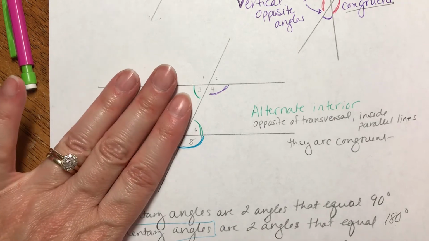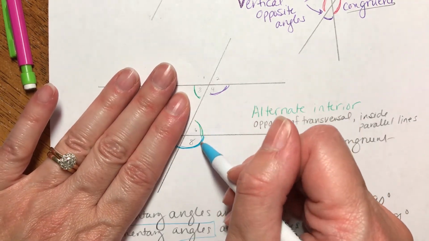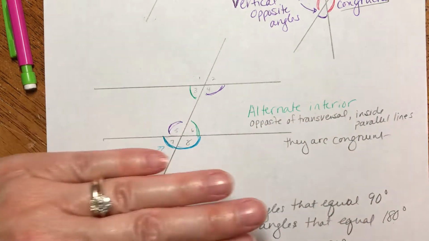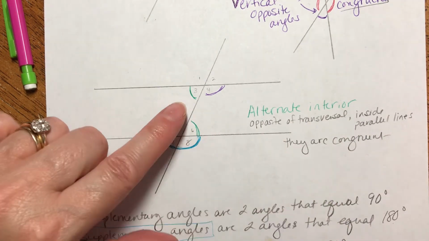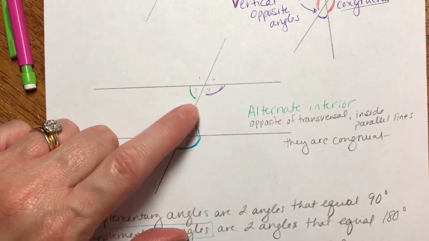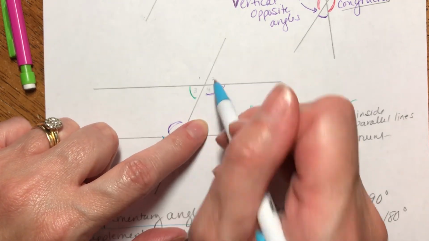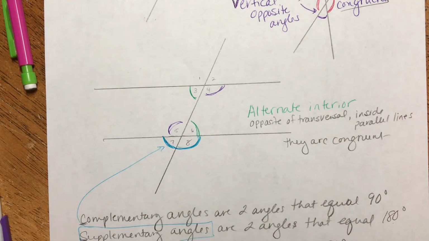Look at these two. Wouldn't angles 6 and 8 be supplementary? They make a straight line. How about those two? Angles 5 and 6 make a straight line. Let's go up here. Angles 3 and 4 make a straight line. Angles 1 and 2 make a straight line. They're supplementary. They equal 180.